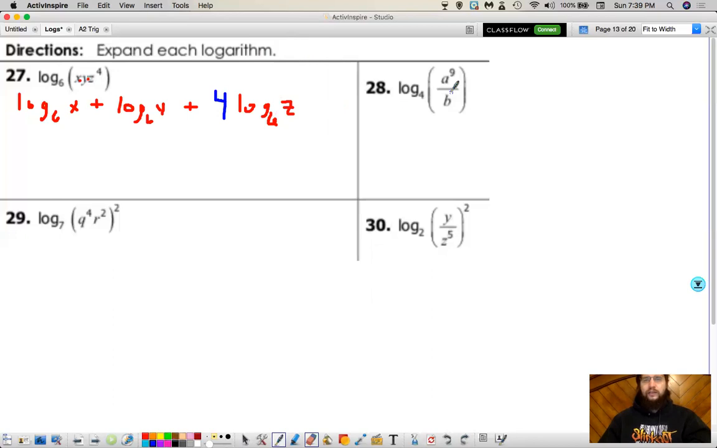Here we're dividing. This is log base 4 of a to the 9th minus log base 4 of b. And again, power rule says that this exponent comes out front. So he's out of there. There we go.